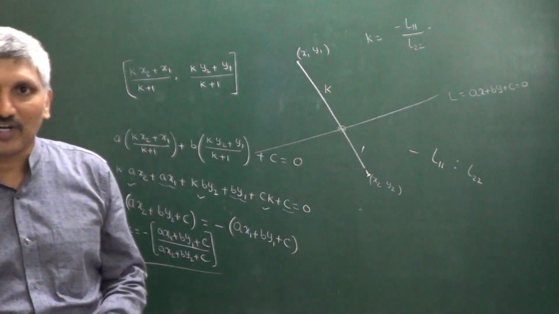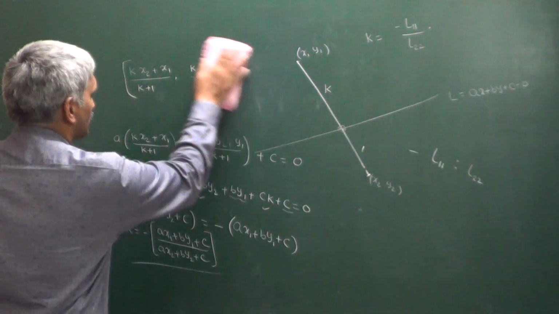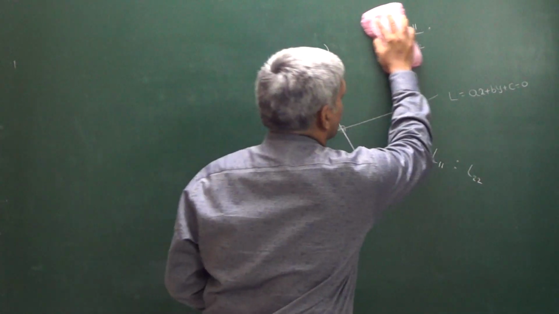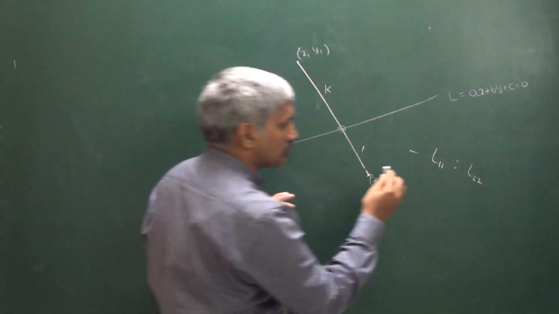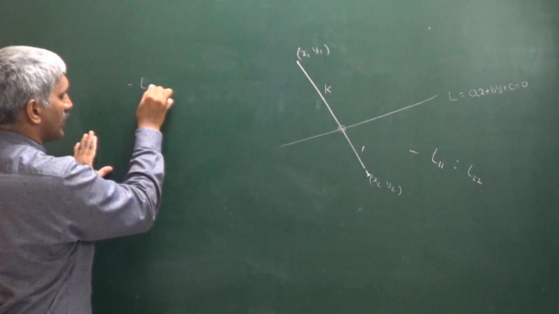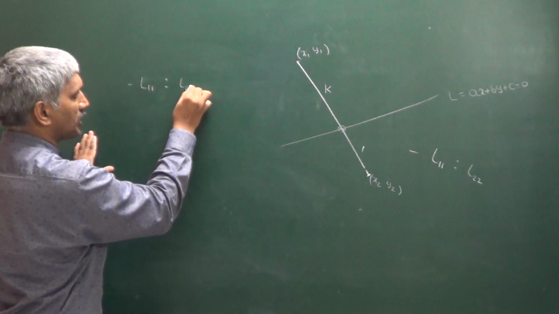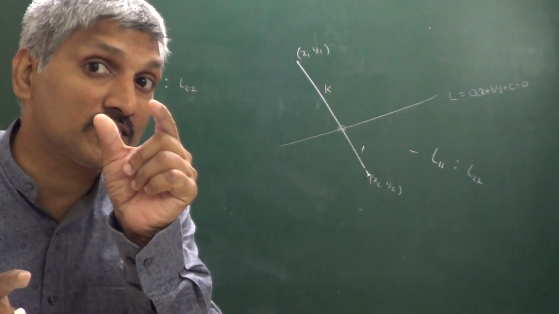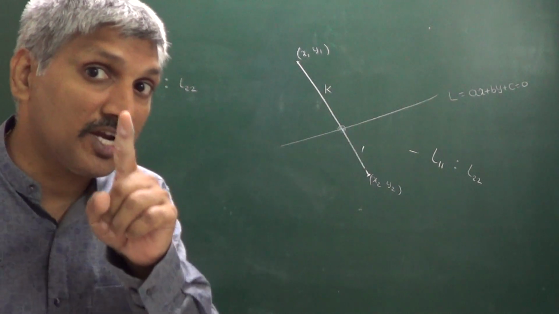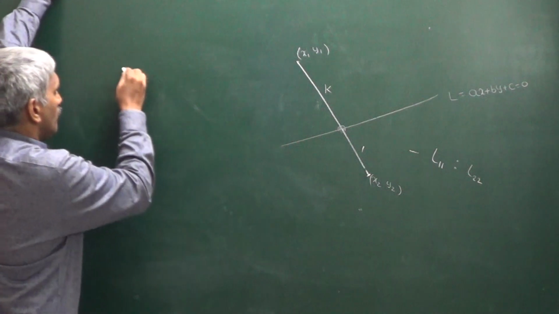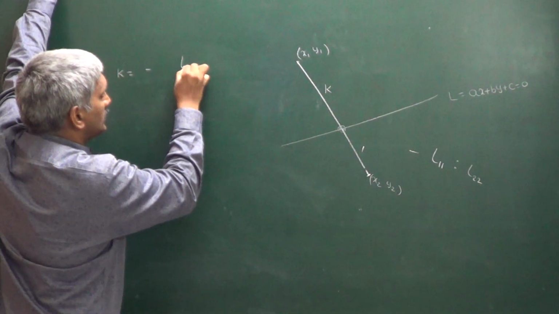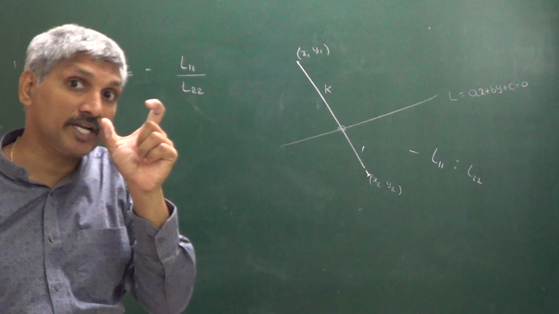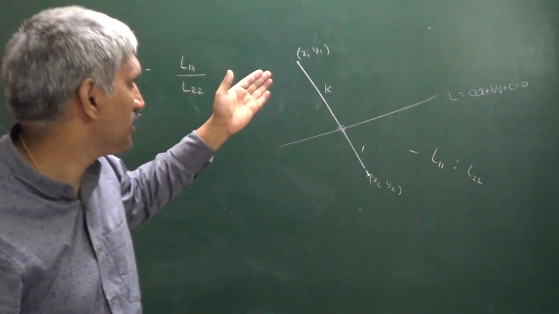Now, a very important discussion, all of you pay attention here. We got the ratio as -L11 : L22. For internal division, the ratio must be positive. Once again, observe here: we got the value of k = -L11/L22. For internal division, the ratio must be positive.